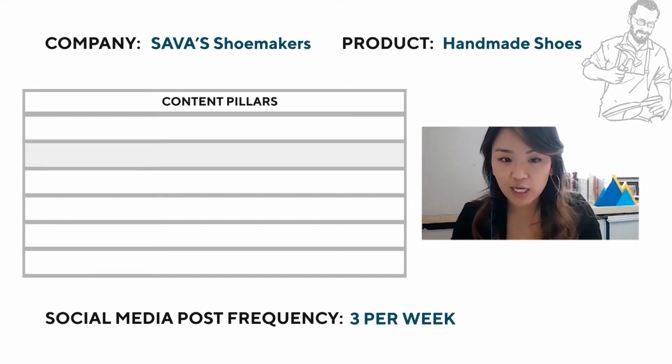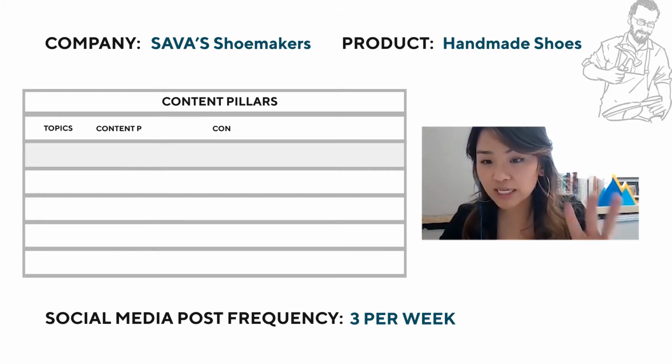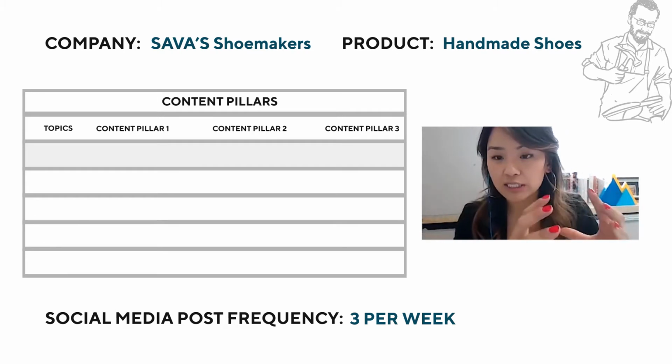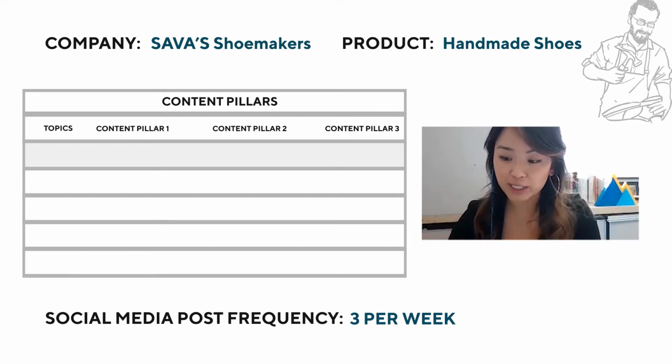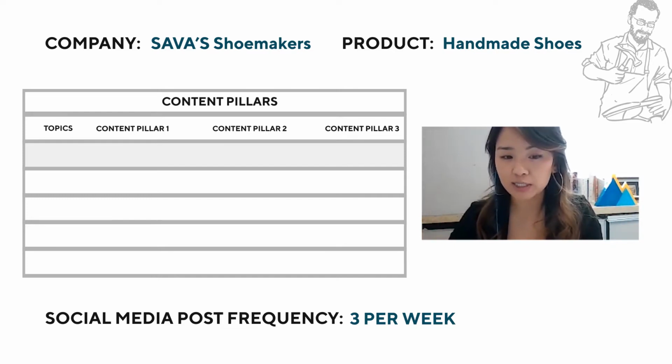Let's say that for this company, they like to post 3 times a week. I'm gonna create 3 content pillars. And content pillar just means a bucket, like a category of content that we're gonna use to anchor our topics for each week. And this is gonna make sense as you follow along. The first thing we're gonna do is write out our content pillars.